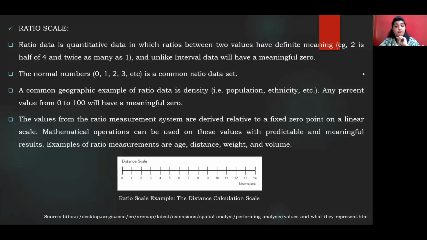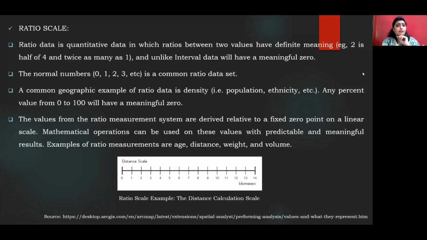0 distance, 14 kilometer distance. 0 distance means no distance. 14 kilometers, yes, I have to travel. So ratio data is quantitative data in which ratios of two values have definite meaning. It has a meaningful 0. A common geographic example of ratio scale or ratio data in that case is density.